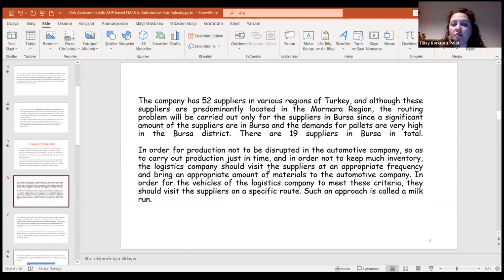In order for production not to be disrupted in the automotive company, so as to carry out production just in time, and in order not to keep much inventory, the logistic company should visit the suppliers at an appropriate frequency and bring an appropriate amount of materials to the automotive company. In order for the vehicles of the logistic company to meet these criteria, they should visit the suppliers on a specific route. Such an approach is called a milk run approach.